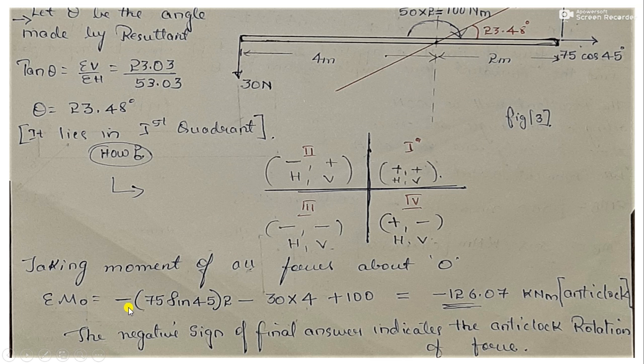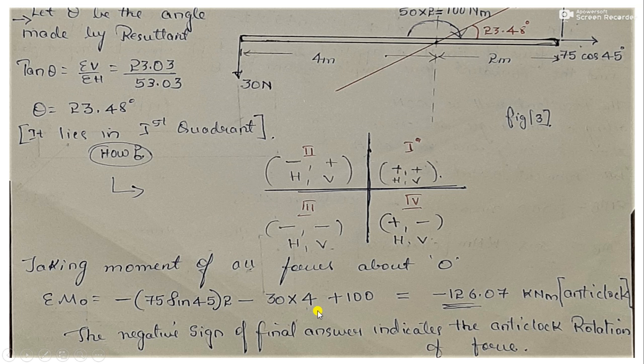Now let's see, minus 75 sin 45. This force is rotating in the anti-clockwise direction, hence I have taken it as minus. This force is acting anti-clockwise, hence it is minus 75 sin 45 into 2. The distance I was speaking of is the perpendicular distance made by this force. Then minus 30 into 4. How is it rotating? It is rotating again in the anti-clockwise direction. This 30 is rotating in the anti-clockwise direction about point O.